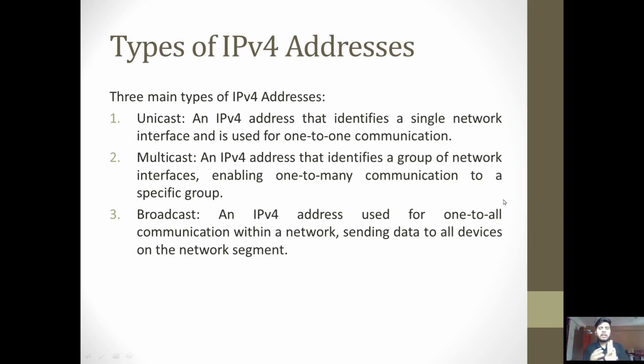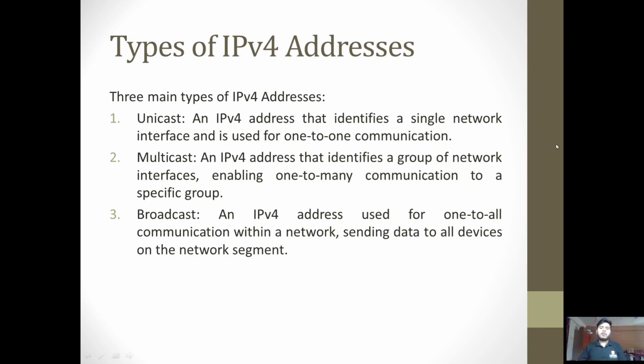Then it comes to the types of IPv4 addresses. There are mainly three types of addresses. First one is unicast. This IP address is for a unique node on a network. Then there is multicast. Multicast identifies a group of devices interested in receiving the same data simultaneously. Then there is broadcast. Broadcast is an IP address that allows communication to all the devices on a specific network or segment.